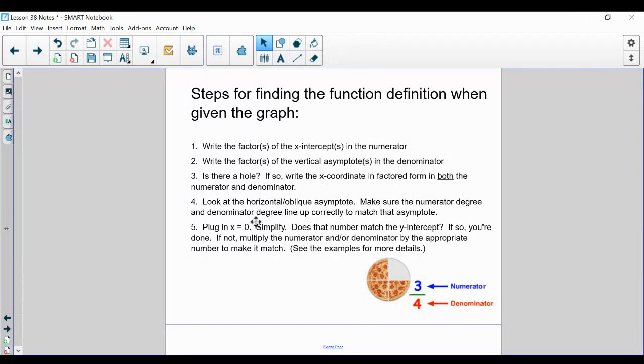So the first thing you're going to do is any x-intercepts you're going to write as factors in the numerator. Any vertical asymptotes you're going to write as factors in the denominator. Any holes, you're going to write those as a factor in both the numerator and the denominator. Then we're going to match the stuff up to make sure that the pieces fit, such as the horizontal and oblique asymptote and the y-intercept. So that's the way you'll do it: x-intercepts on top, vertical asymptotes on bottom, factors written as factors, holes on both the top and the bottom, and then figure out if you need to multiply by a number to your numerator or denominator to make everything fit.